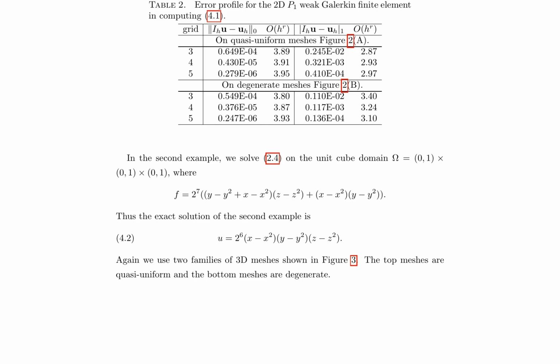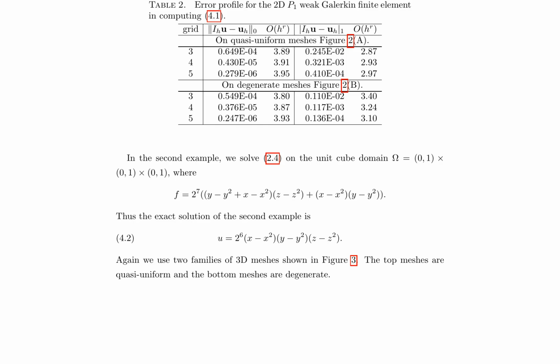orders above the optimal convergence rate in both L2 and H1 seminorms on both quasi-uniform and degenerate meshes, as presented in Table 2. This suggests that the weak Galerkin method is more robust and efficient than the conforming method, particularly in handling non-uniform mesh refinements.